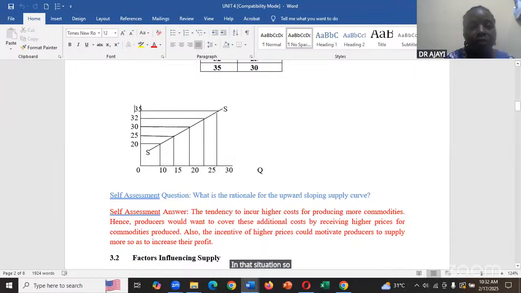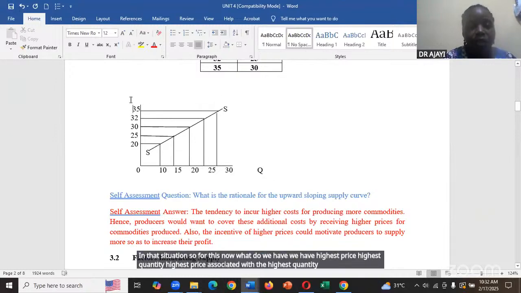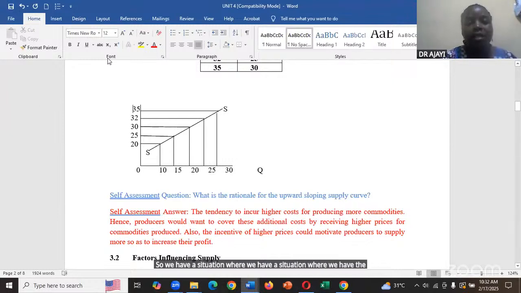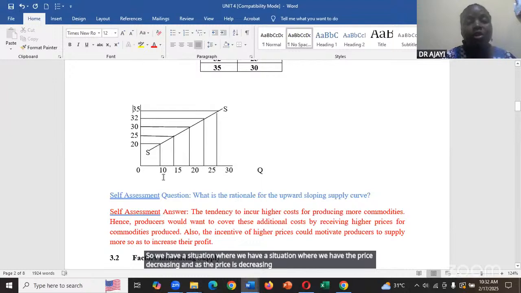So for this, what do we have? We have highest price, highest quantity. Highest price associated with the highest quantity. And as the price is reducing, suppliers are reducing the quantity supplied. So when you look at the lowest price here, it is associated with the lowest quantity.